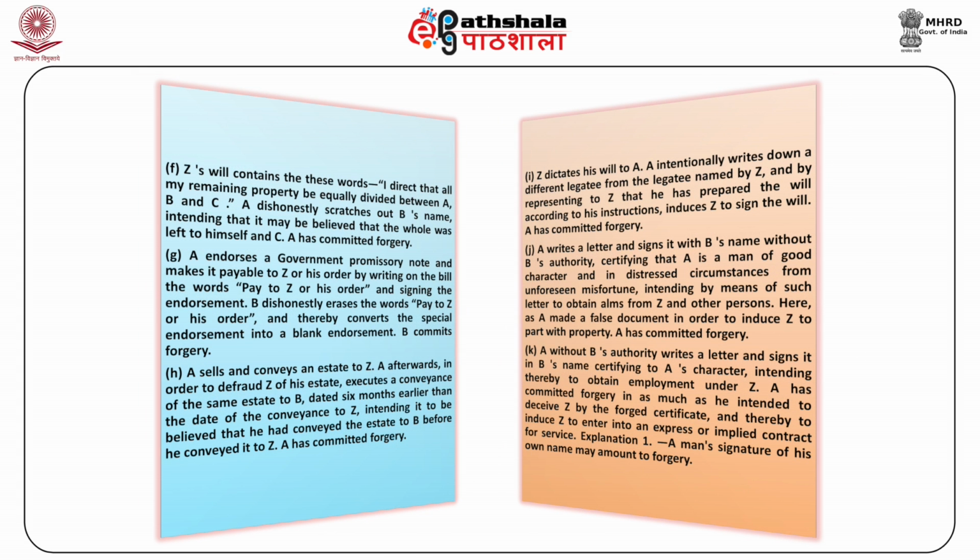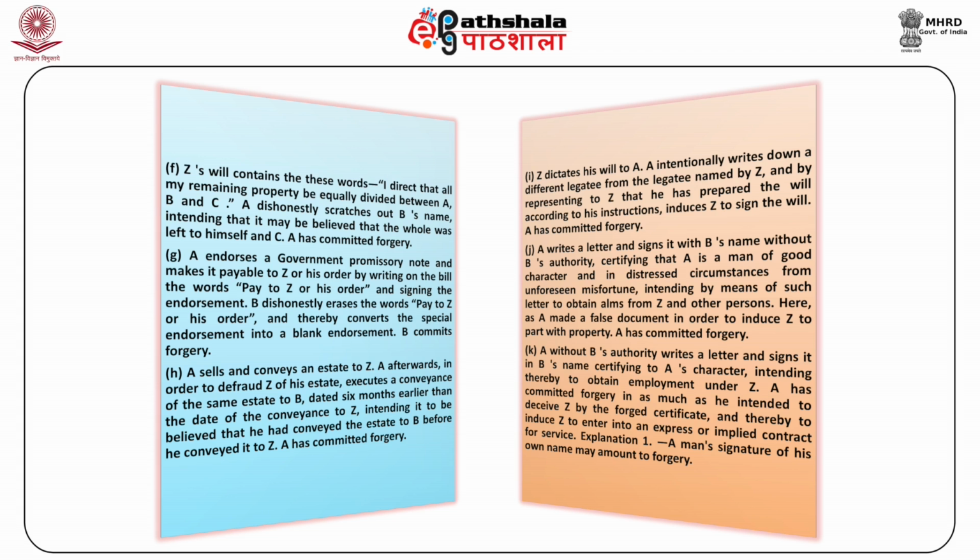F. Z's will contains these words: I direct that all my remaining property be equally divided between A, B and C. A dishonestly scratches out B's name, intending that it may be believed that the whole was left to himself and C. A has committed forgery.